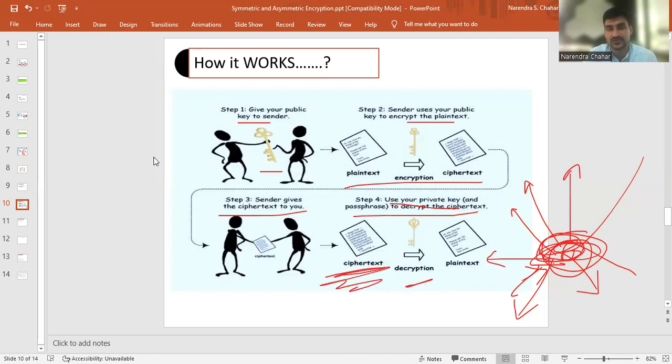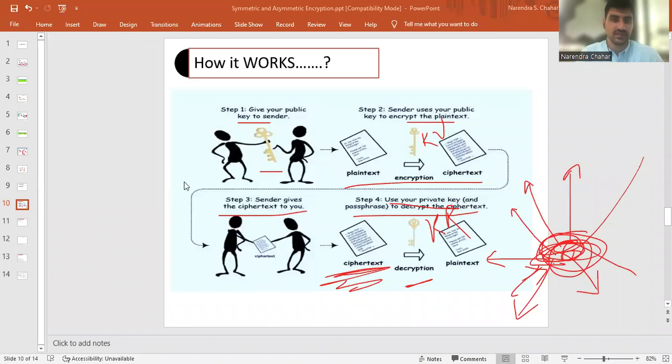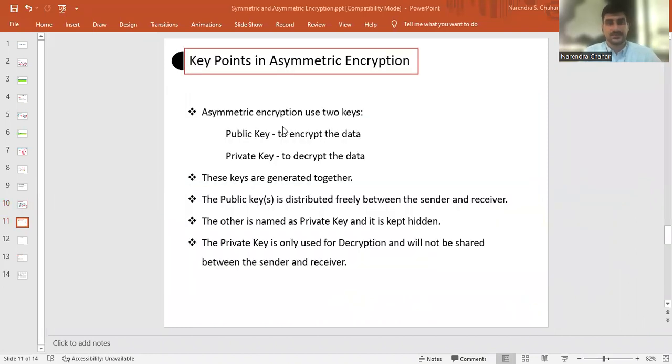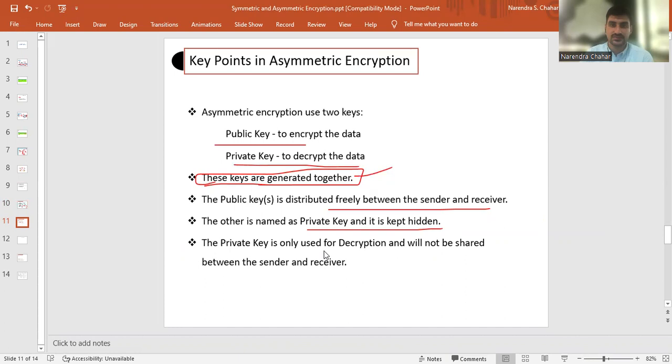So what is the key here? When we talk about asymmetric keys, there is the public key and the private key. In asymmetric encryption, the public key is used to encrypt the data and the private key to decrypt the data. These keys are generated together, which I called the key pair. The public key is distributed openly between sender, receiver, and everyone, and the private key is kept hidden. The private key is used for decryption and is not shared between sender and receiver. This is the key which is kept private.